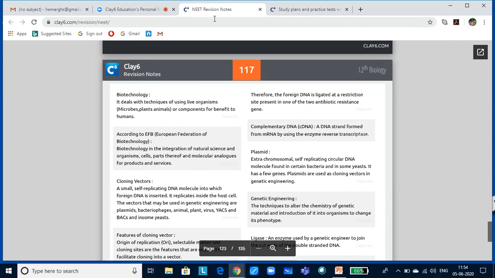The European Federation of Biotechnology defines biotechnology as the integration of natural science and organisms, cells, parts thereof, and molecular analogs for products and services. Genetic engineering is the technique of altering the genetic material, which could be either DNA or RNA, in these host organisms and just changing the phenotype of the host organism.